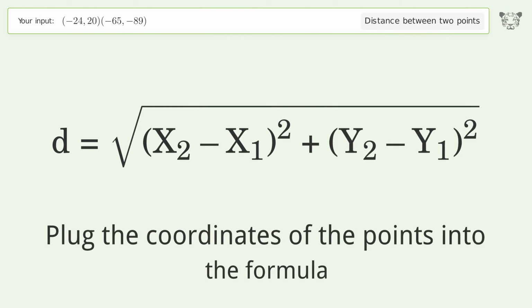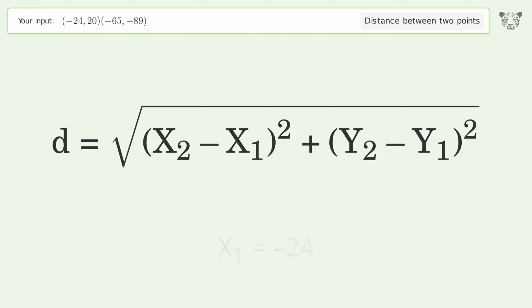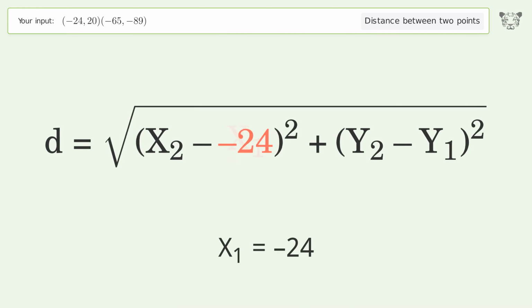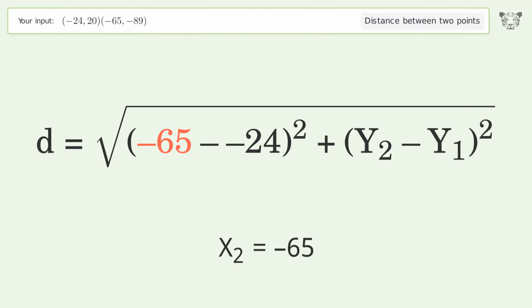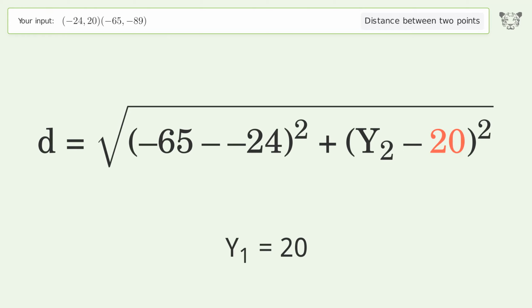Plug the coordinates of the points into the formula. x1 equals -24. x2 equals -65. y1 equals 20. y2 equals -89.